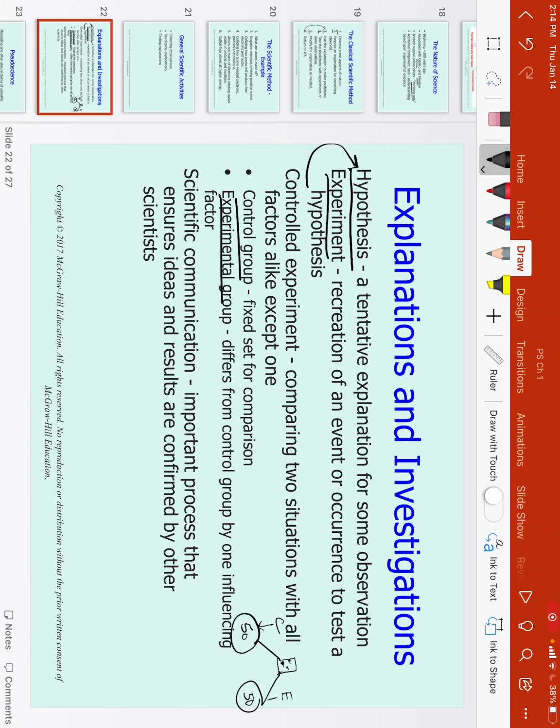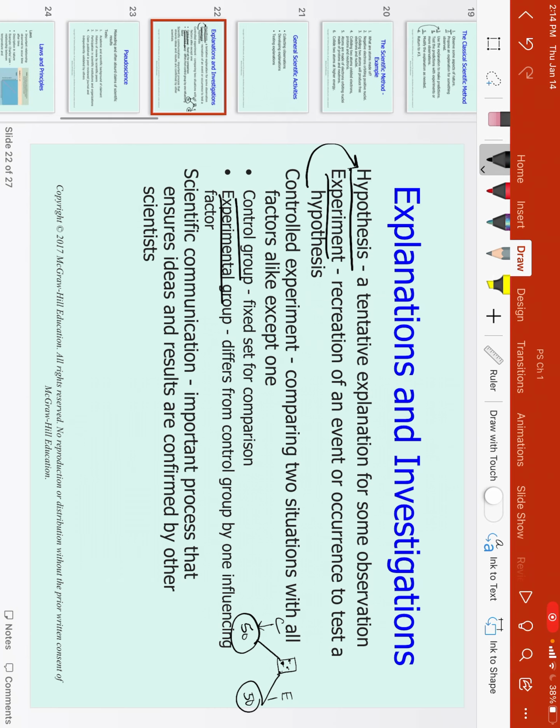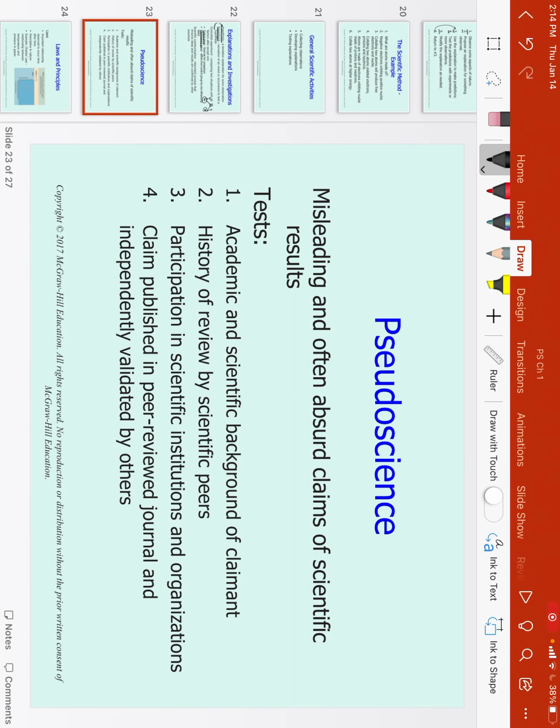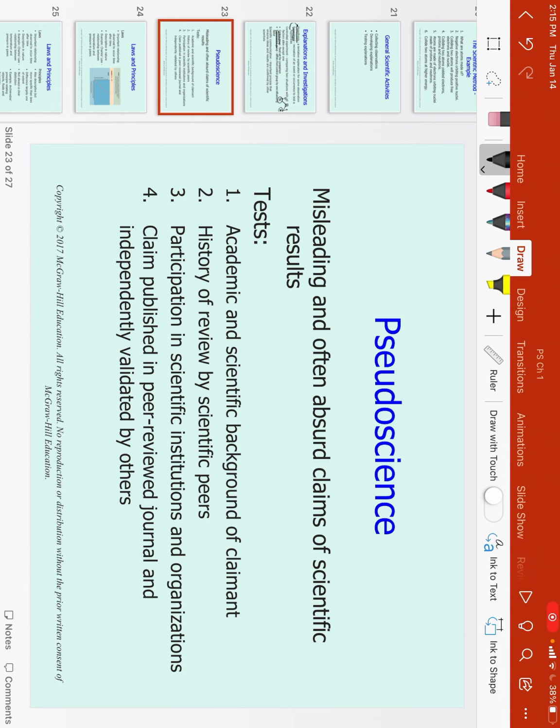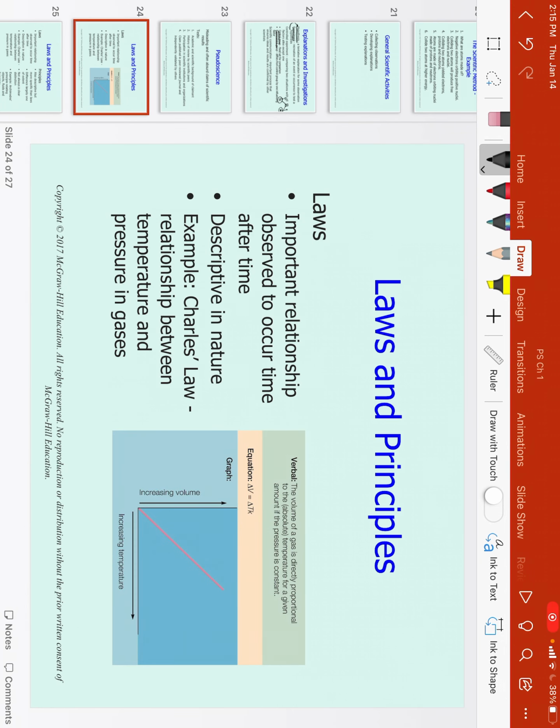And scientific communication is important. You need to be able to not only say things, but write things down in science. That gets us into some ethics about science. Pseudoscience is misleading and often absurd claims of scientific results, writing answers down that aren't really what you got, or claiming that you found something that somebody else did. So, bad. Laws and principles.